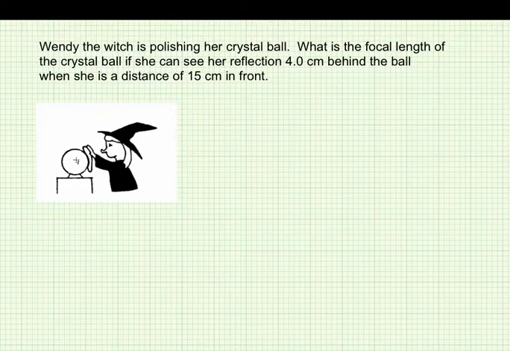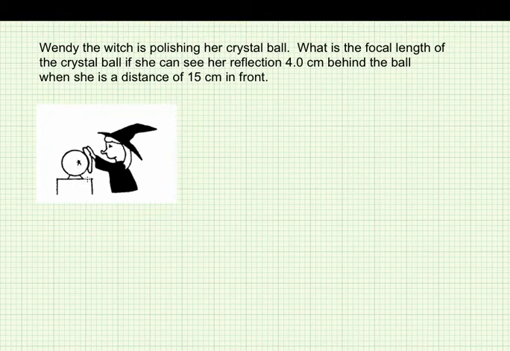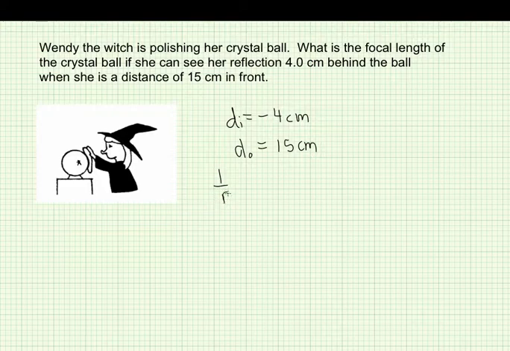The reflection is, the image is inside that surface. That means that my image distance is going to be a negative 4 centimeters. That is going to be a virtual image. Wendy is 15 centimeters in front, so my DO is going to be 15 centimeters positive. She's out here. Here's the curved surface. The image is inside. Now the question is, what is the focal length of this mirror?